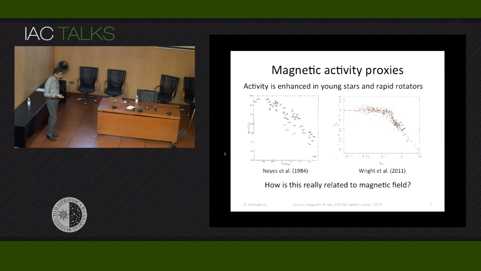But the truth is, we have no idea what this means for magnetic field strength and topology. We have no idea what the strength difference is, for instance, for stars here and here, and whether or not there is any difference in topology for stars in the saturated branch and in this linear branch. So since the end of the 90s, we are moving more into the regime where we actually try to measure the field itself rather than rely on these proxy indicators.